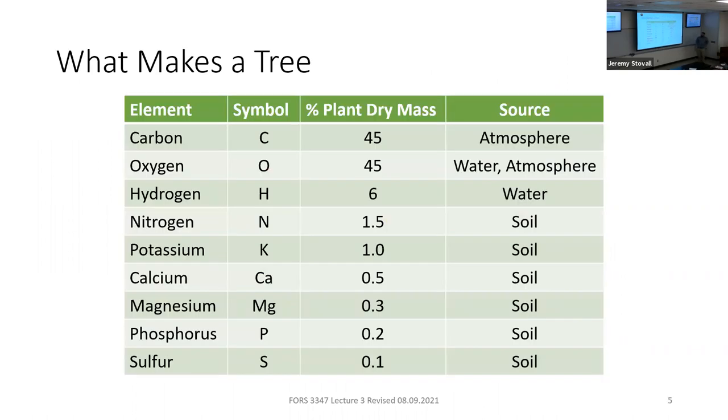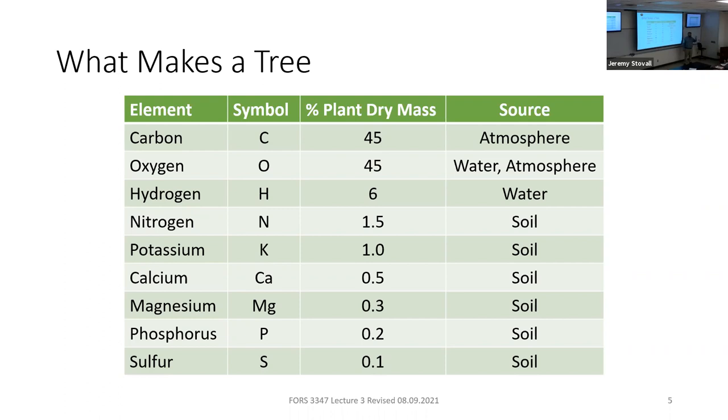So let's think a little bit about what makes up a tree. When we start looking at what makes up a tree, carbon, oxygen, and hydrogen add up to 96% of a tree's dry mass. So this is dry mass, meaning you've already heated it up to get all the water that's in the vessel elements or the tracheids out of the tree. So you've lost all that free water. Typically the dry mass of a tree versus the green mass right after you cut it down will be half of that.